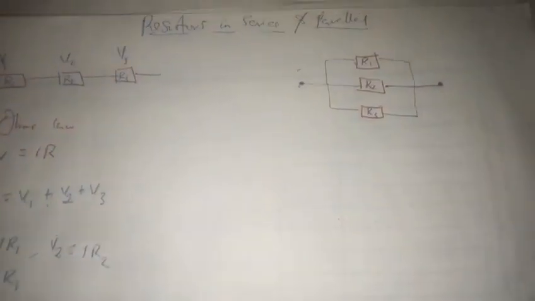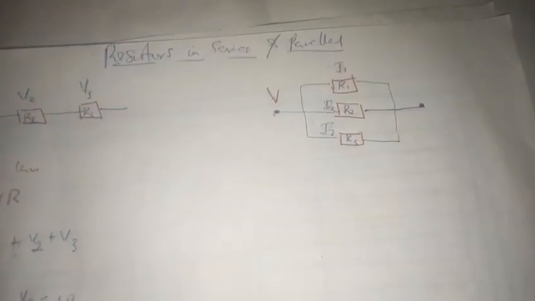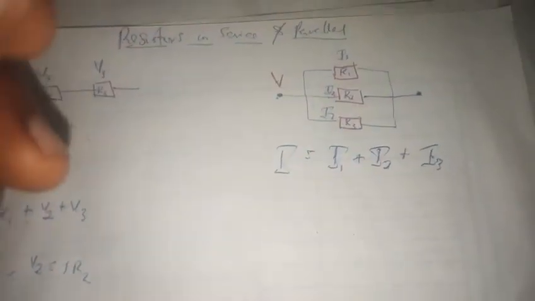From this point to this point, it has the same voltage. We're going to have the same voltage here and then different current. So the same voltage, different current. The first resistor is going to have the first current I1, then I2, I3. If we apply the same Ohm's law here, the total current I will be I1 plus I2 plus I3.